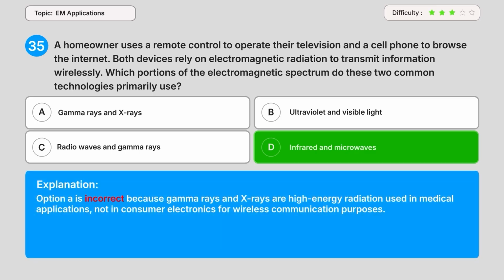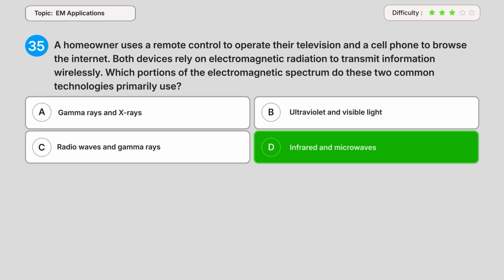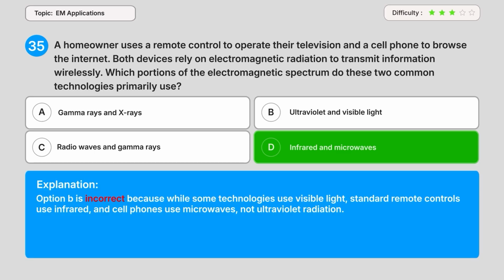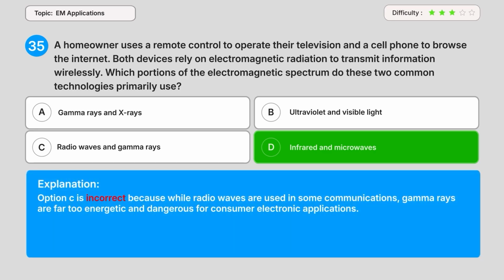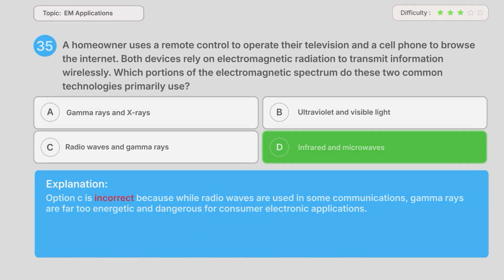Option A is incorrect because gamma rays and X-rays are high-energy radiation used in medical applications, not in consumer electronics for wireless communication purposes. Option B is incorrect because while some technologies use visible light, standard remote controls use infrared, and cell phones use microwaves, not ultraviolet radiation. Option C is incorrect because while radio waves are used in some communications, gamma rays are far too energetic and dangerous for consumer electronic applications.